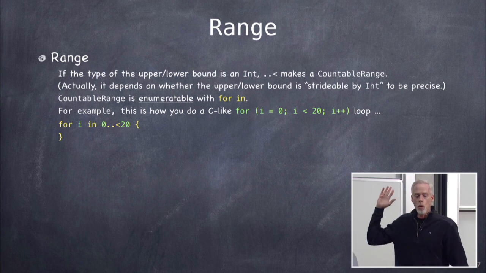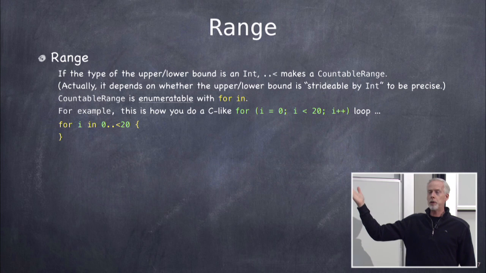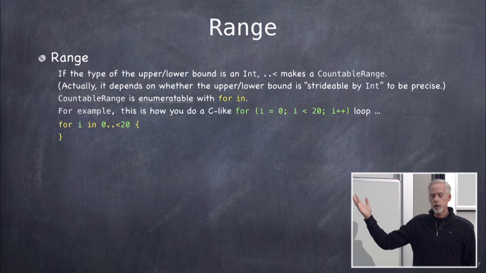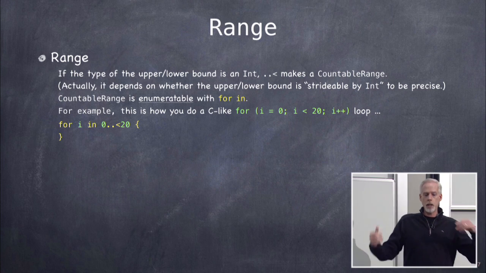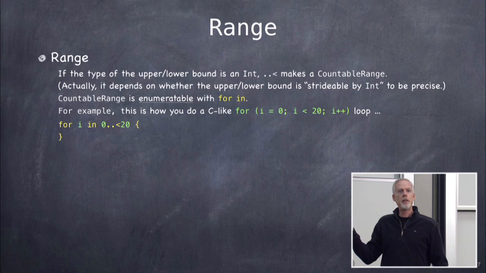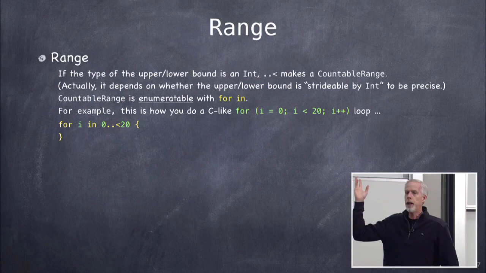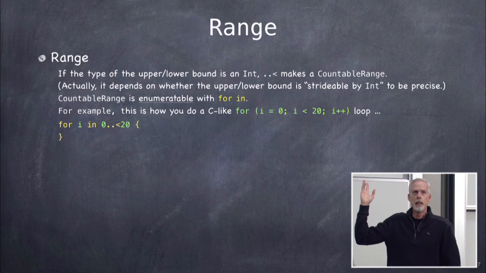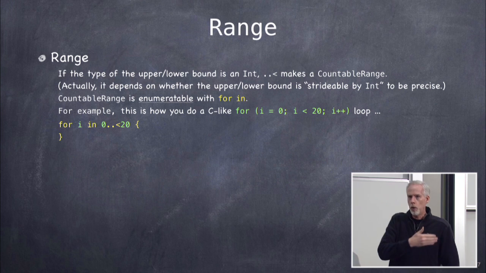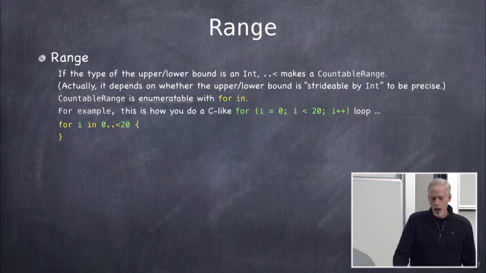Here's how you do a normal C-like for loop: for i equals 0, i is less than 20, i plus plus. You cannot do that in Swift. That syntax simply doesn't exist. Instead, you would say for i in the range 0 ... less than 20. Notice I said it's less than 20, not less than or equal to 20. So 0 ... less than 20 means that little block of code is going to be executed once for 0, 1, 2, 3, 4, all the way up to number 19. That's the same thing as what you see there.